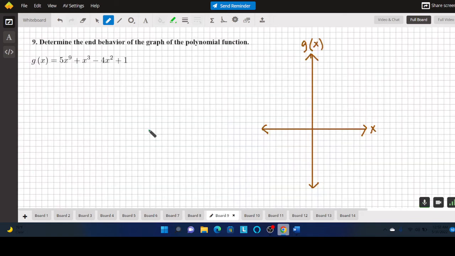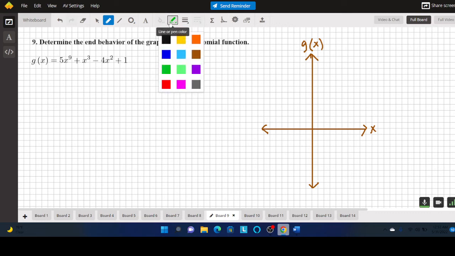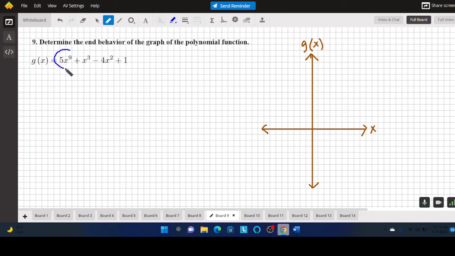Number 9, determine the end behavior of the graph of the polynomial function. So to determine the end behavior of a polynomial function, we have to look at the leading term. Since it's positive, the right end goes down. And since it has an odd degree, the ends go in different directions.